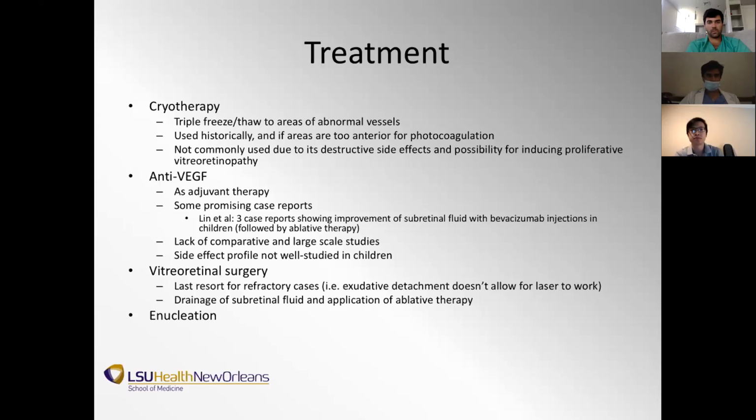But there's a lack of comparative studies and large-scale studies using anti-VEGF agents. And in general, anti-VEGF isn't very well studied in children, so we don't know what the side effect profile is.